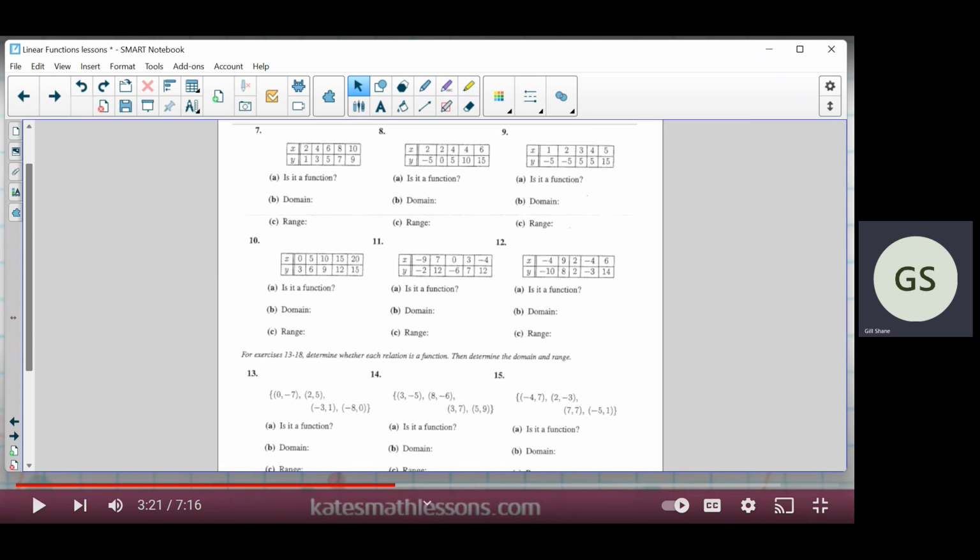Number 7 is a function. Number 8 is not a function. Number 9 is a function. Number 10 is a function. Number 11 is a function. Most of them are functions. Number 12 is not a function. Number 13 is a function. Number 14 is not a function. And number 15 is a function. So let's talk about domain and range.